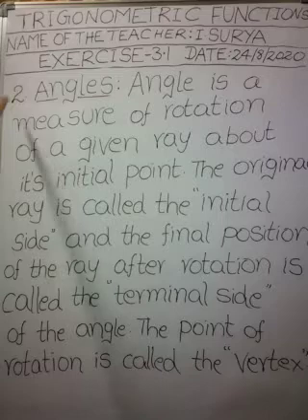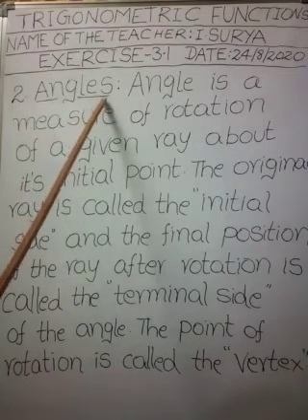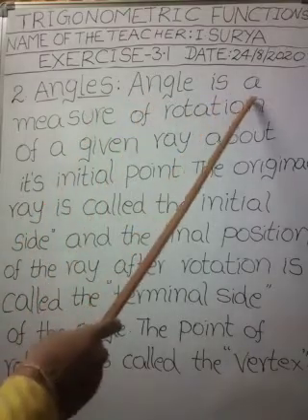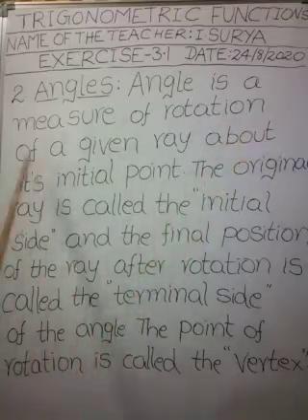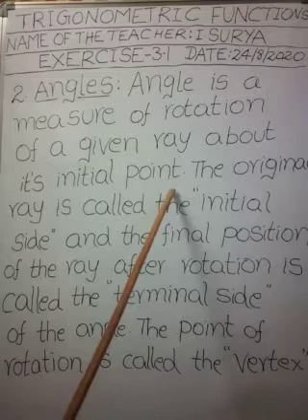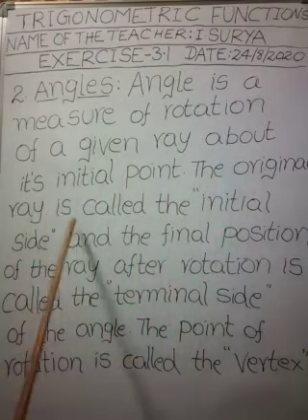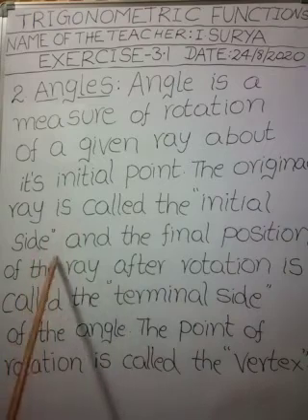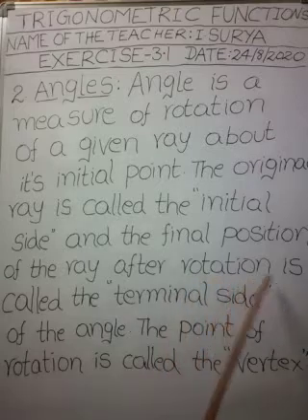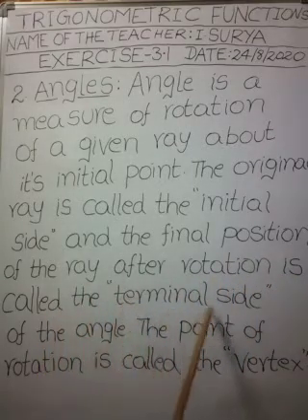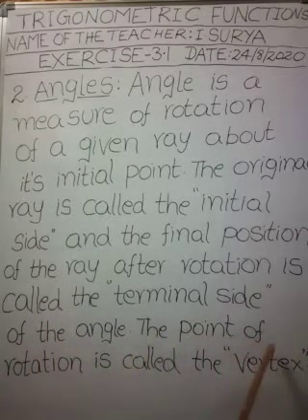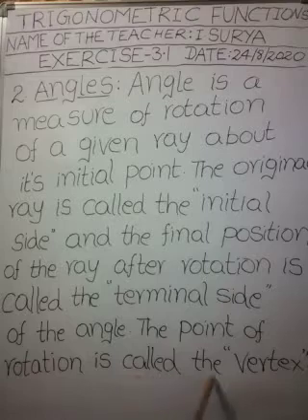Now come to the second point, that is angles. Here we are defining angles. Angle is a measure of rotation of a given ray about its initial point. The original ray is called the initial side, and the final position of the ray after rotation is called the terminal side of the angle. The point of rotation is called the vertex.